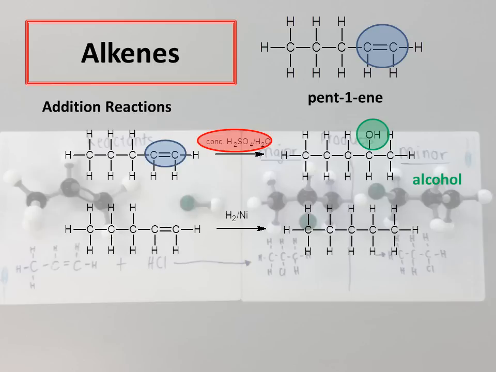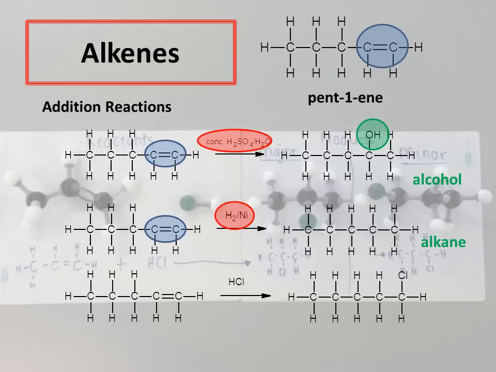Okay, the second type of addition reaction we have here is what's called hydrogenation. That's when a hydrogen is added to each carbon from the double bond. So we take the double bond, we've got the hydrogen with a nickel catalyst, and we produce an alkane. The third type of reaction here is what we call halogenation, because we're adding a halogen to the double bond.